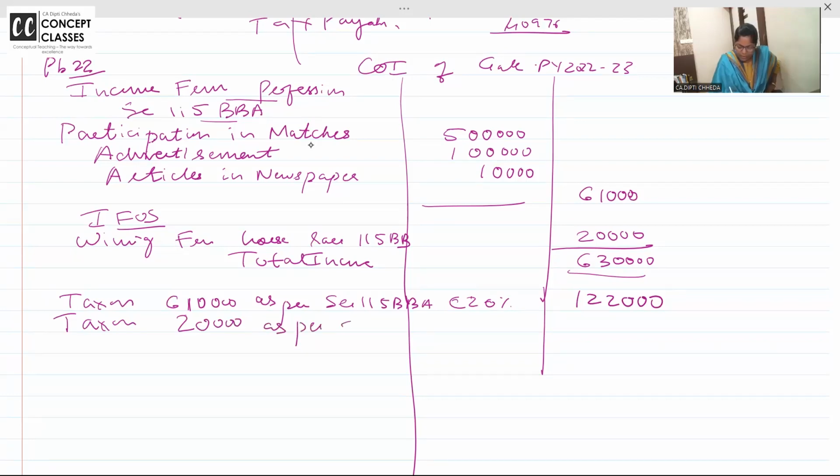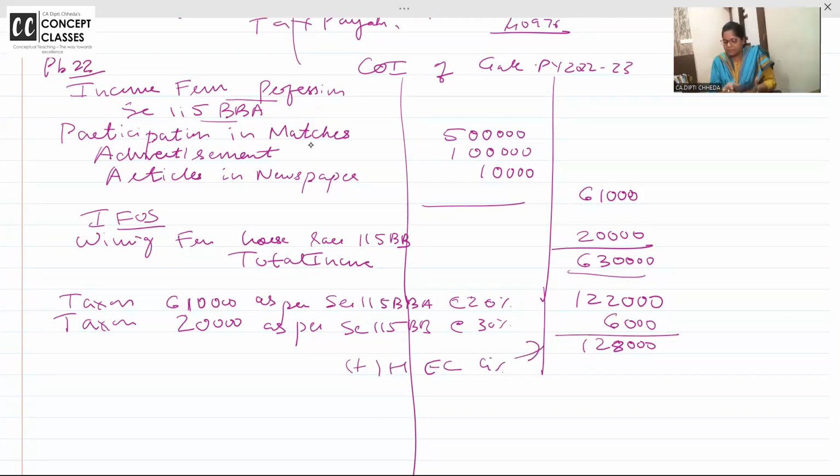Winning from lotteries. वही टेबल में नीचे दिया हुआ है. 30% of 20,000 is 6,000. Total 1,28,000. And on that, health and education cess 4%. Everyone is following how to do the problem in exam? Tax payable: 1,33,120.